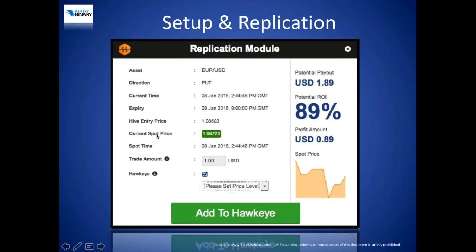Then you have also the current spot price, and this is actually where this thing comes into its own, because the system will monitor when the current spot price is better than the entry price. If it's a put, so you're betting on the price going down, or you're trading with the view that the price will go down, you want to get in at the highest price possible. In this case, the Hive entry price was 1.08603.